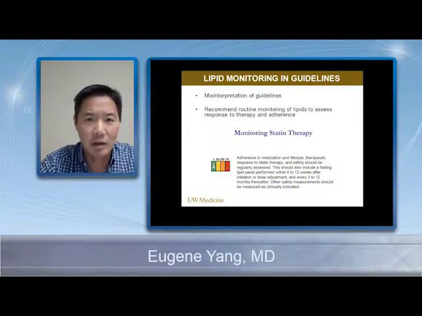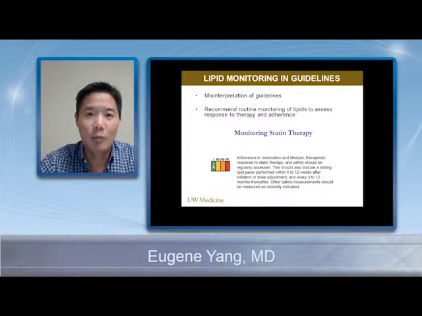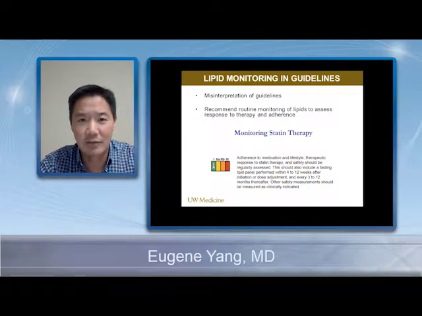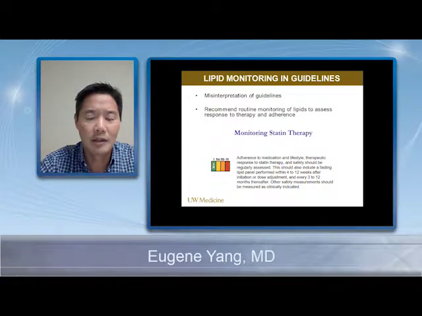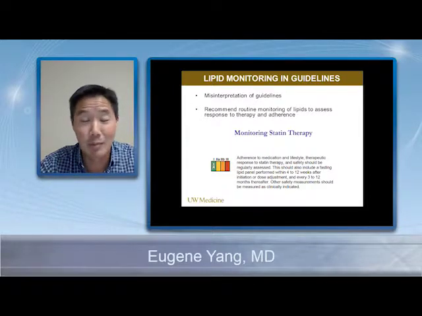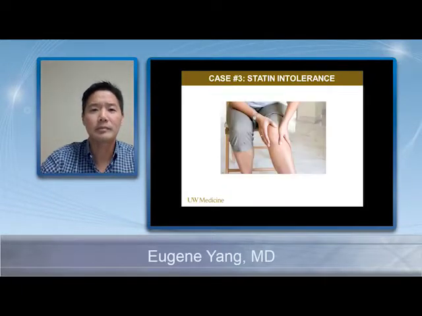When patients are started on statin therapy, they should have a fasting lipid profile performed within 1 to 3 months after initiation or dosage adjustment. And once the patients are stabilized on therapy, then monitoring should occur every 3 to 12 months thereafter. Other safety measurements such as liver function tests or CPK levels should be measured as clinically indicated. For my own patients, once they're stabilized, I probably monitor their lipid profile every 6 to 12 months.